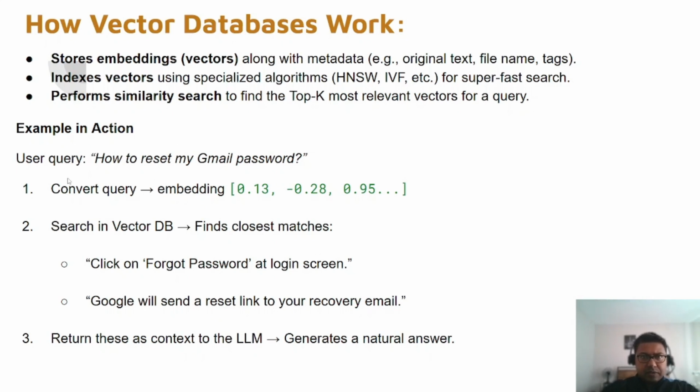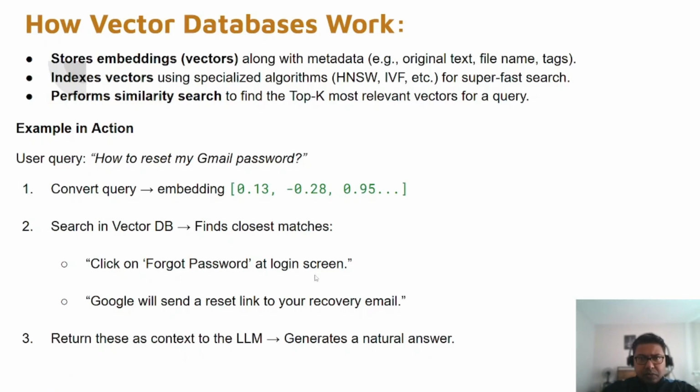Example of how it works: say the user query is how to reset my Gmail password. It already has everything stored in its database as vectors. So it changes this query, how to reset my Gmail password, to this vector format. Then it has an indexed database and it searches on those indexes for what matches. The search in the vector DB finds the closest match based on these vectors.